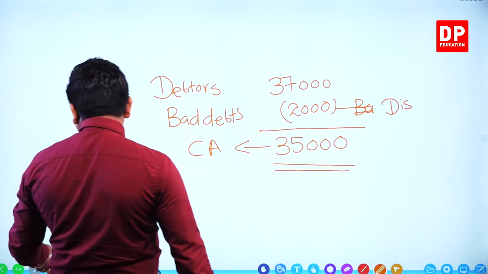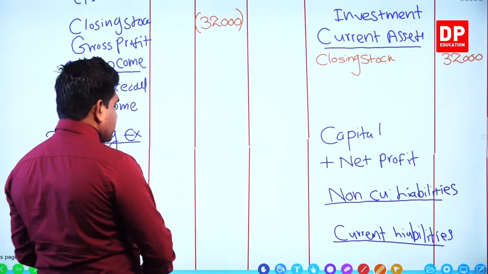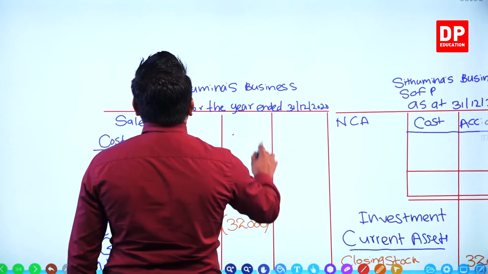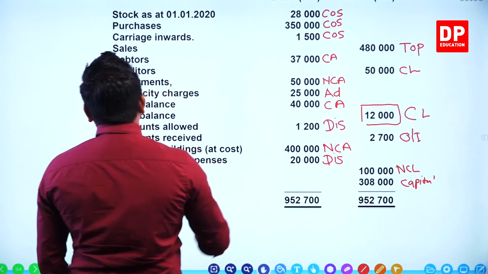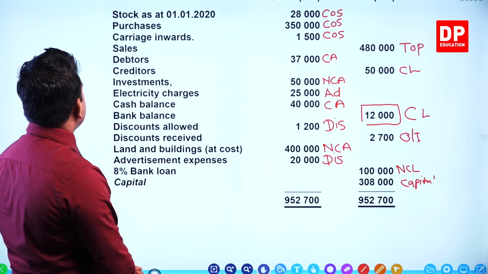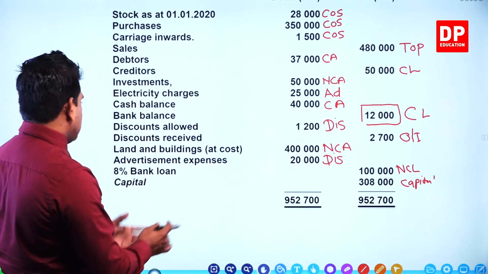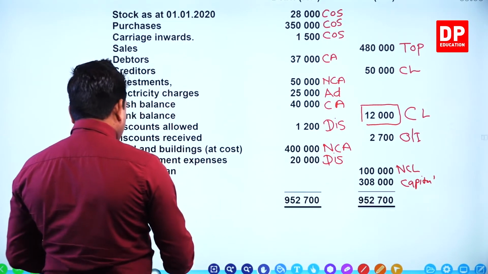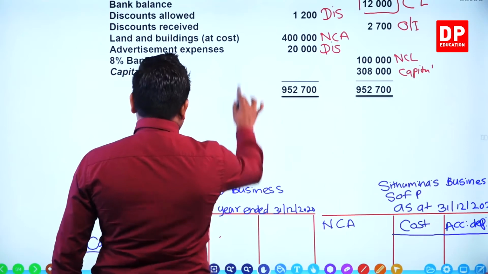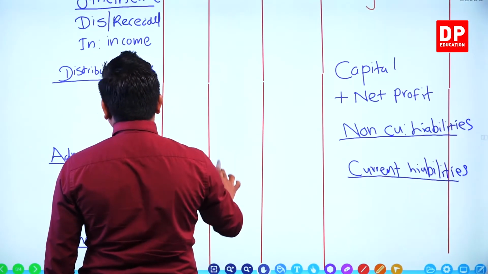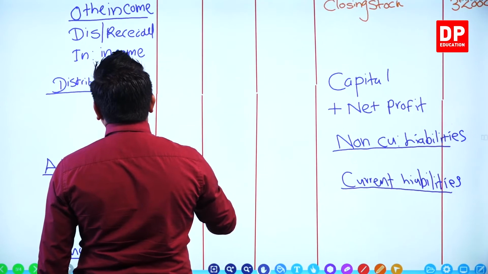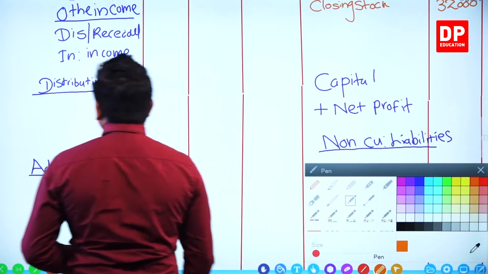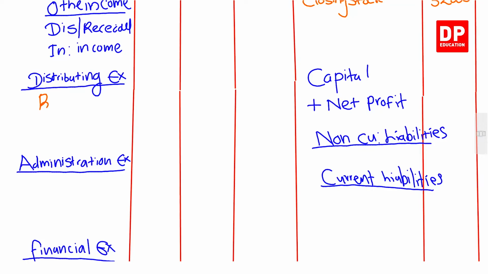Okay. Now you can see the debtor value is how much? 37,000. Can we check here, is there any bad debts and those things? Bad debts is not given. Only this is the amount of bad debts given in the question. So you can write them in the relevant places, right? You know, bad debts where we write? Under the distributing expense, you write bad debts, right?